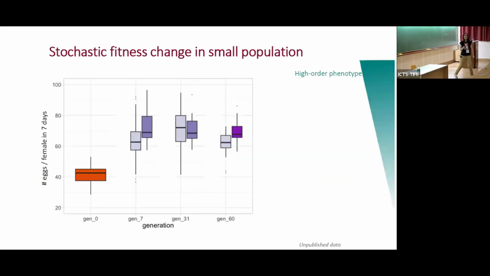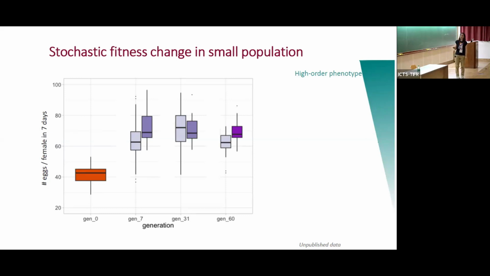But I also mentioned that we have a selection experiment in small populations. In these small populations, everything is the same except for the population size: the selection experiment, the environment, and the founder population. So here we're looking again at fecundity or fitness, and the small populations are in this light pink.